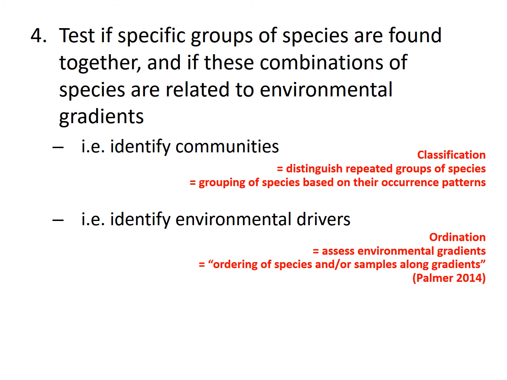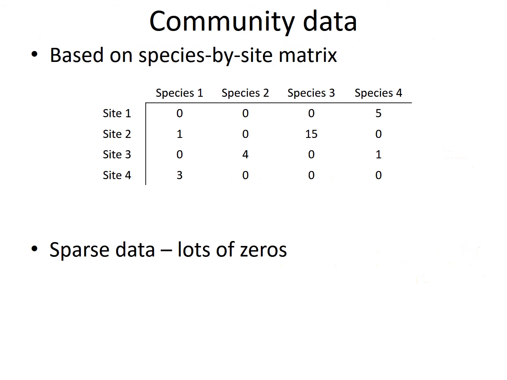Second option here, to identify the environmental drivers of species composition, we need to apply an ordination. This is essentially where you look at environmental gradients and you say, what is the order of species and/or samples along those gradients? So let's first look at how we would arrange our data to do something like this.